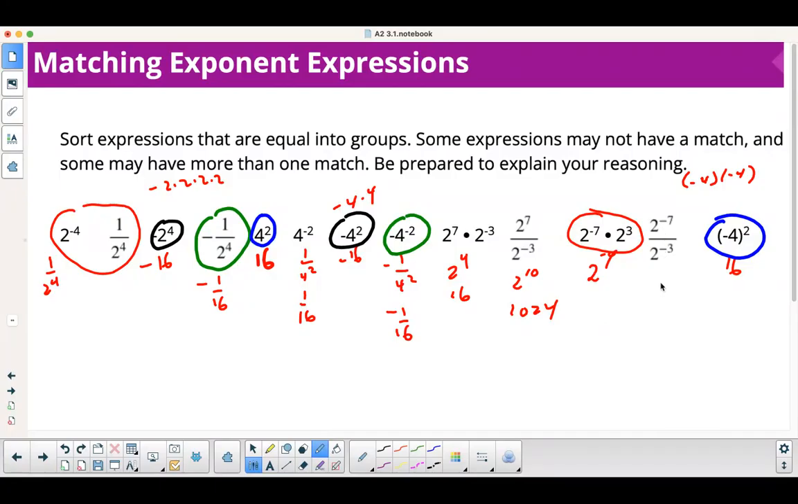Let's subtract these. This is going to be 2, -7 minus -3 becomes a plus. 2 to the -4, which is going to be 1 over 2 to the 4th, which is 1 over 16, which I have a 1 over 16 here. So let me get a different color. Let's use purple. That one. And that one. So the only ones I don't have matched are these two. Okay. But you're just going to kind of simplify them all out until you can get them matched up.